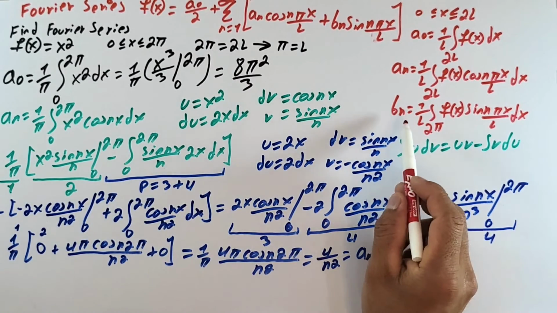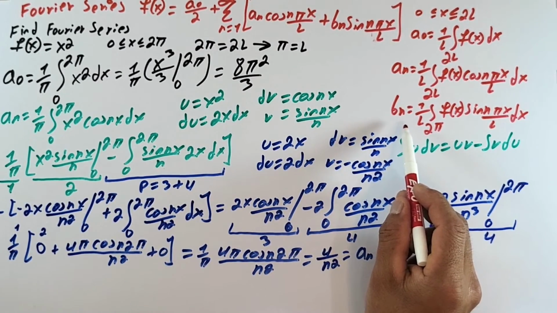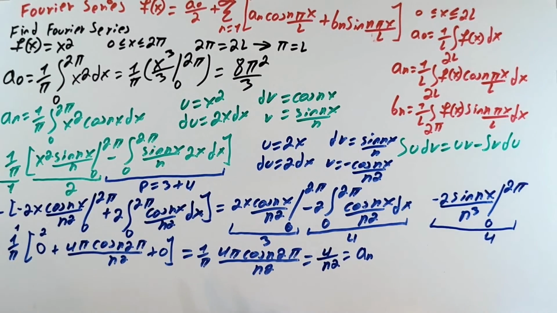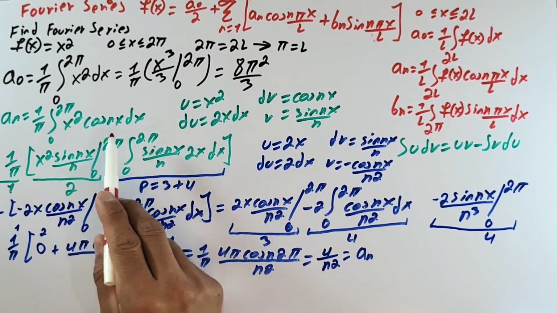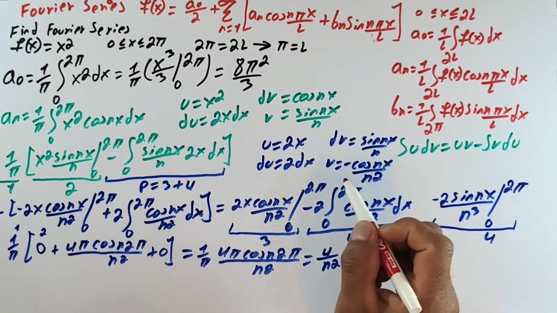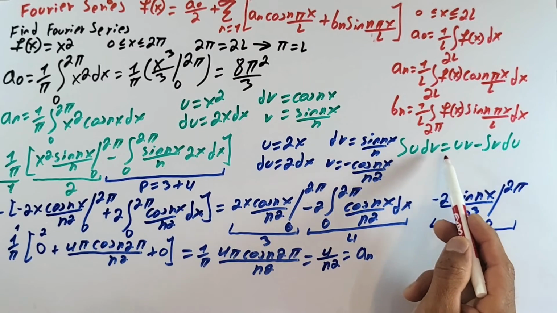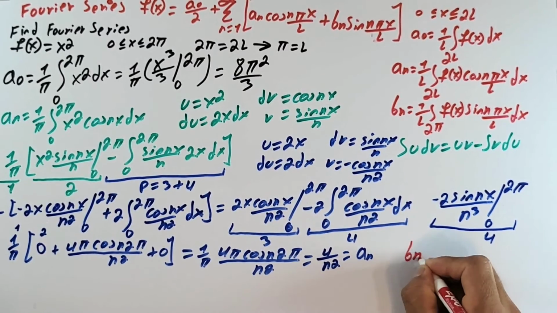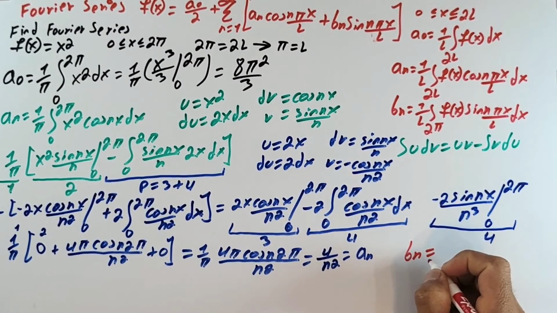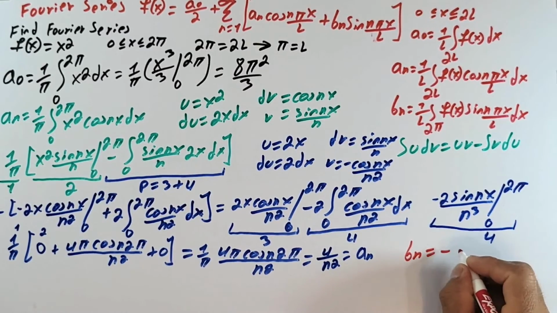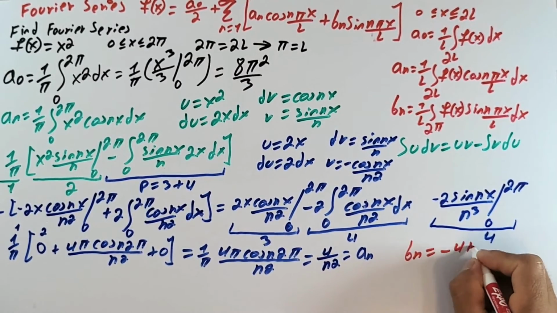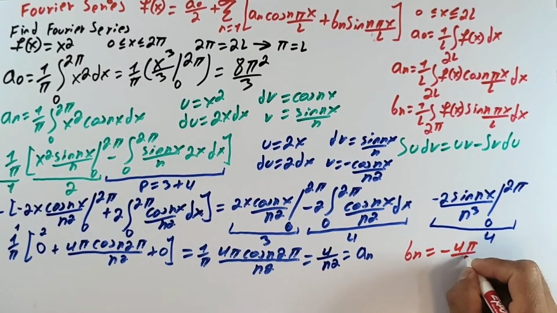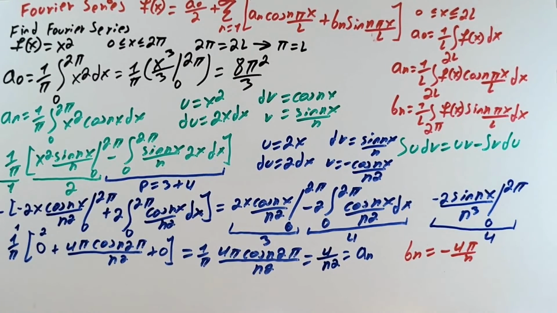Now we have to find the bn, and I'm not gonna do it because the video is gonna be too long, but basically it's the same idea as here, but instead of cosines you have sines. So you also have to apply integration by parts twice, and as a result you get that bn is equal to minus 4 pi over n.